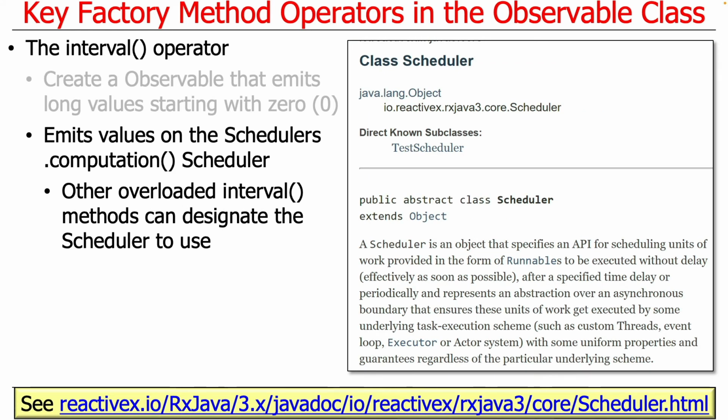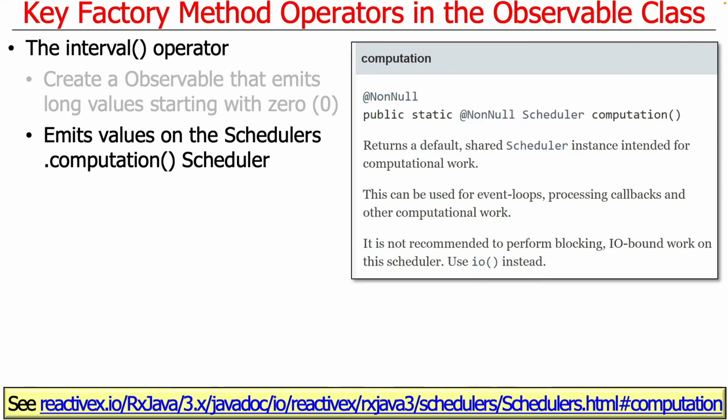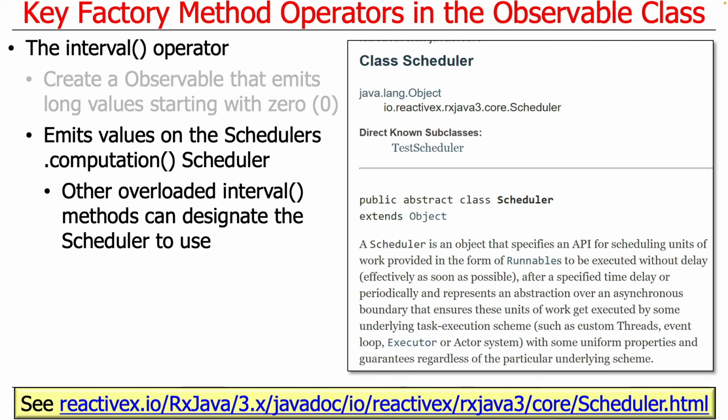There are other overloaded interval methods that can designate the specific scheduler to use. So you're not stuck only using the scheduler's computation scheduler. But that's a pretty darn good scheduler to use because emitting events at a regular interval is really not an I/O-bound operation, so using that thread pool is as good as anything.